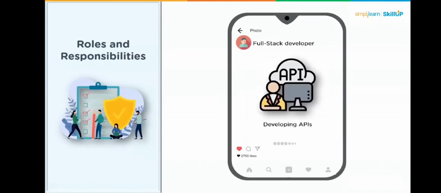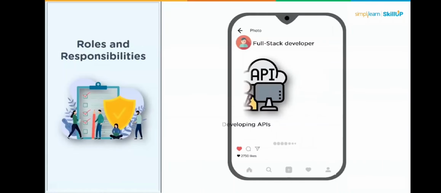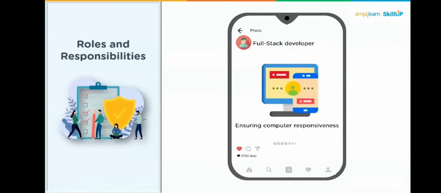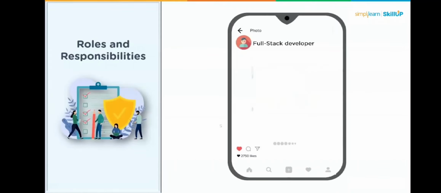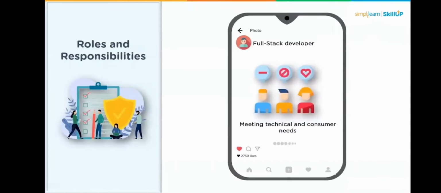Next up is developing APIs. Depending on the planned architecture, the developer must be able to develop APIs. The application must also be responsive and interactive and keep the user completely engaged. And lastly, it should meet all the technical and consumer requirements. So these were a few responsibilities of a full stack developer.